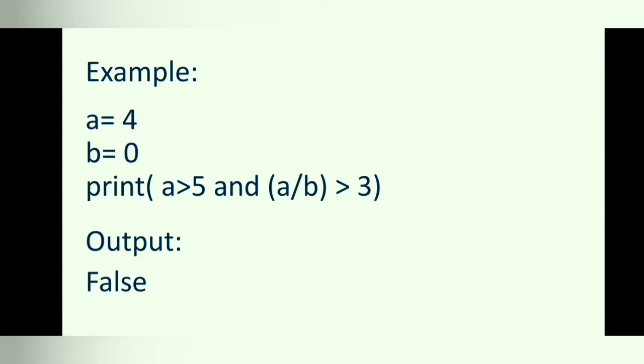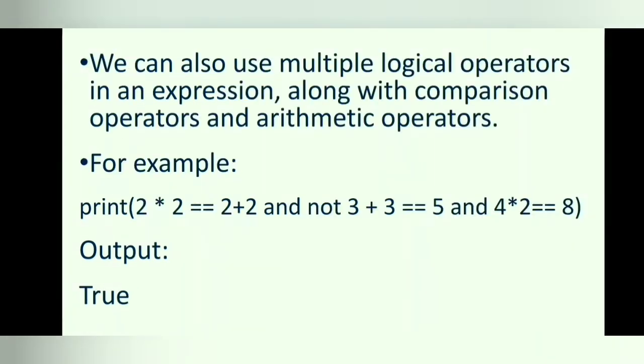If we change the assigned value of A to 6, then the first part of the AND expression is true. So then the second half of the expression will be evaluated, which gives us a runtime error because of division by 0. So in this way the short circuit method works. We can also use multiple logical operators in an expression along with comparison operators and arithmetic operators. For example, print 2 multiplied by 2 is equal to 2 plus 2 and not 3 plus 3 is equal to 5 and 4 multiplied by 2 is equal to 8. The output will be true.